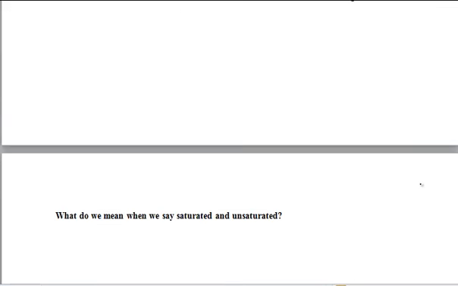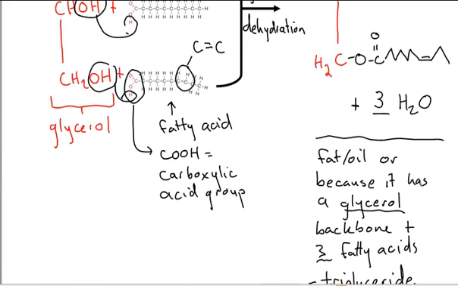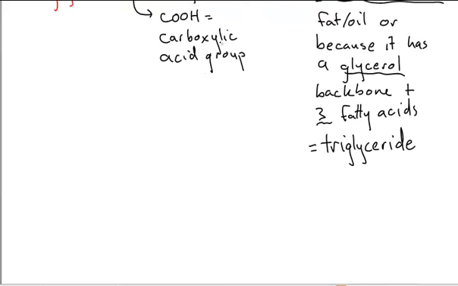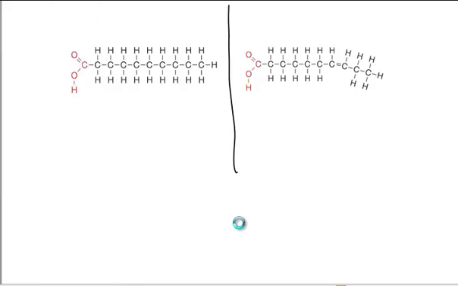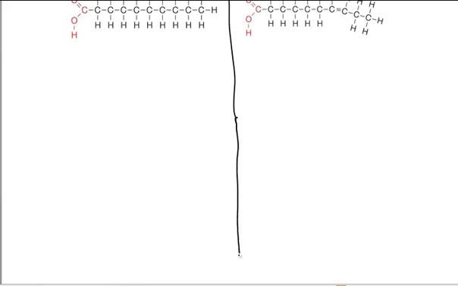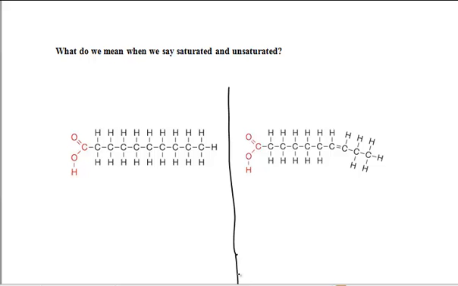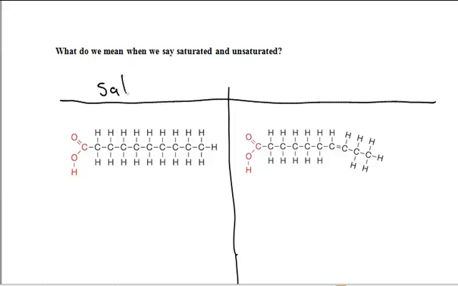Now, I mentioned there the fact that on this one fatty acid, we actually have a double bonded carbon. That's what determines whether or not something is saturated or unsaturated. We have to look at the fatty acid chains. I'm just going to divide this page in half to compare the two. Okay. So on the left, we have an example of a fatty acid which is saturated, and on the right, one which is unsaturated.